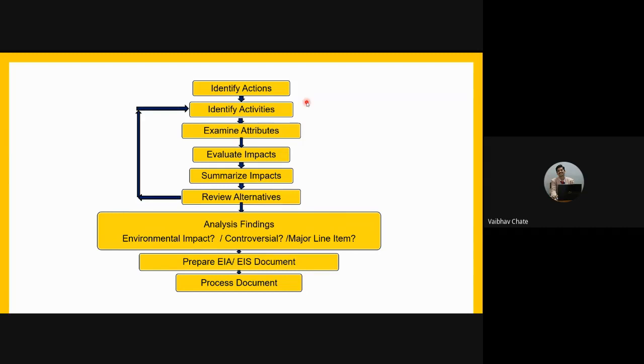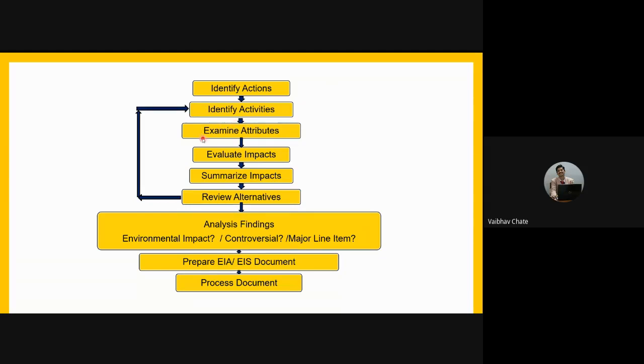I'm making use of the word actions. Action corresponds to projects. These projects will have several activities, and those activities may be controversial, may not be controversial. Those activities might be causing significant impact on the environment, or they may not be causing significant impact on the environment, right? These activities might be of concern or they may not be of environmental concern. Without identifying these activities, we cannot come to a conclusion.